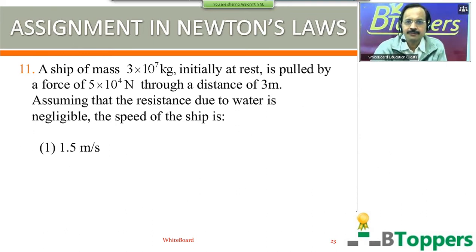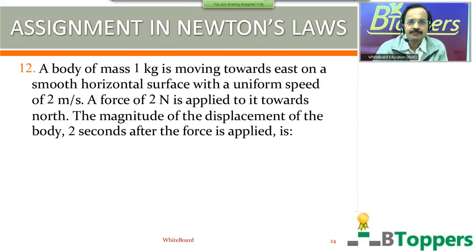See the next question here. For question number 11, which I just discussed, the answer will be the third option. See question number 12. A body of mass 1 kg is moving towards east on a smooth horizontal surface with a uniform speed of 2 meters per second. A force of 10 newton is applied to it towards north. Find the magnitude of the displacement of the body 2 seconds after the force is applied.